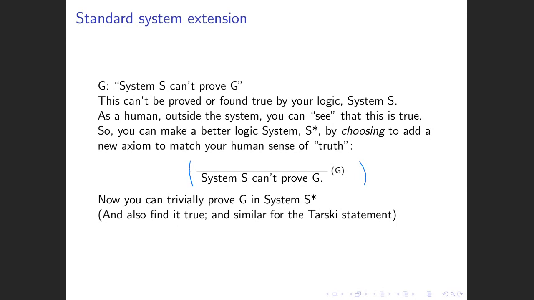And you're going to go in and create a new axiom. You're going to look at it as a human being and say, yeah, actually system S can't prove G, and I'm just going to tell you that. Here's a new axiom. Add this to your set of axioms. And now you can prove or disprove G whenever you like, because its proof follows trivially. You just invoke the axiom and you're done.